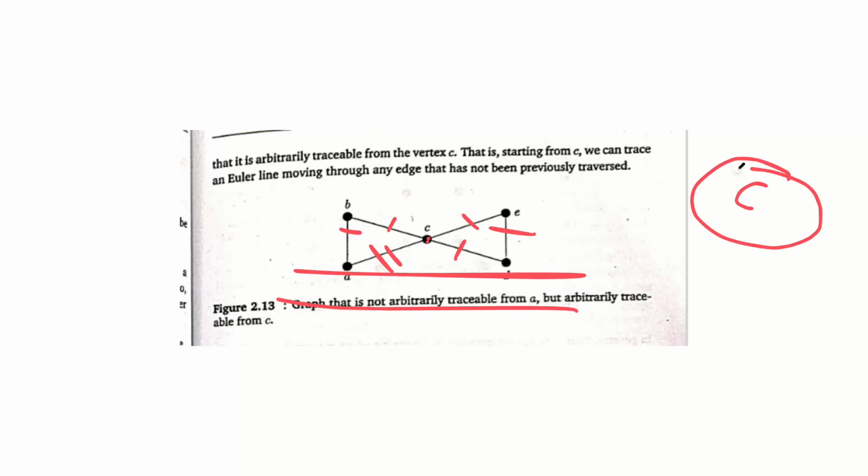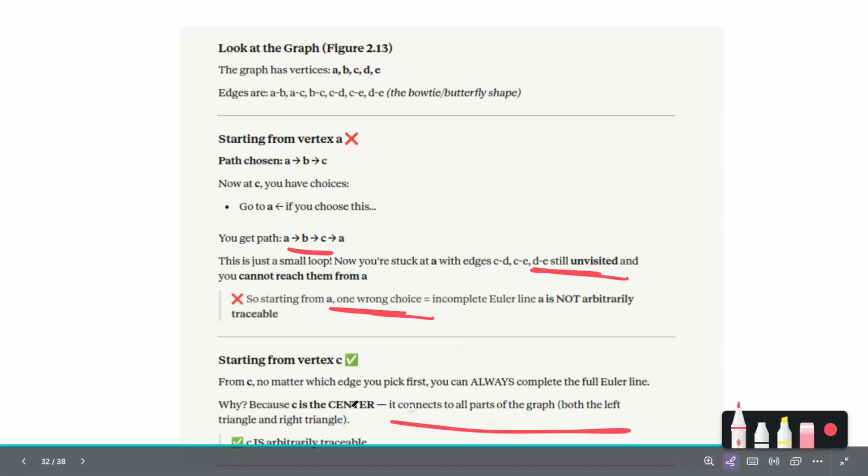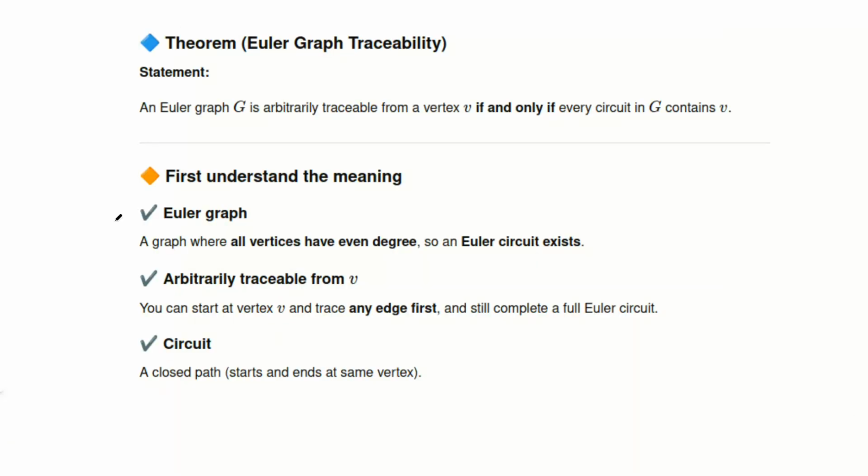In C, whichever way I take, it can cover all the edges. So if a vertex is in a central position, then it would of course be arbitrary traceable, like C. That is one way you can identify it, because C is in the center, right? It connects all the parts of the graph, so by looking at the graph itself we can easily say that C is arbitrary traceable.